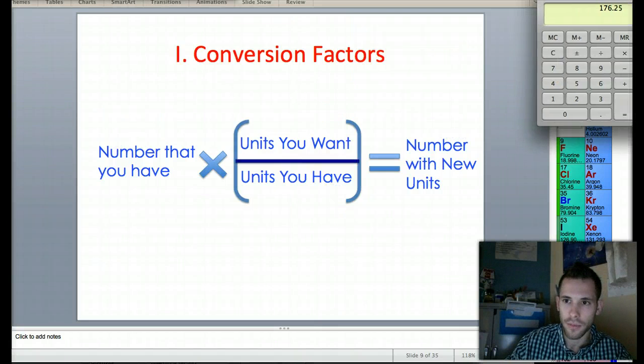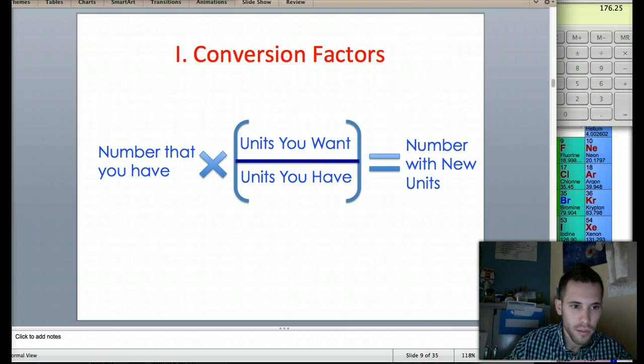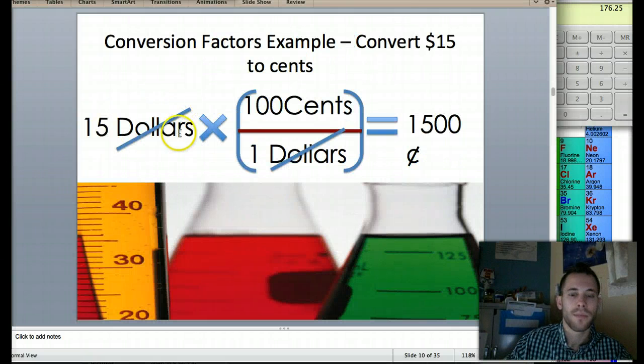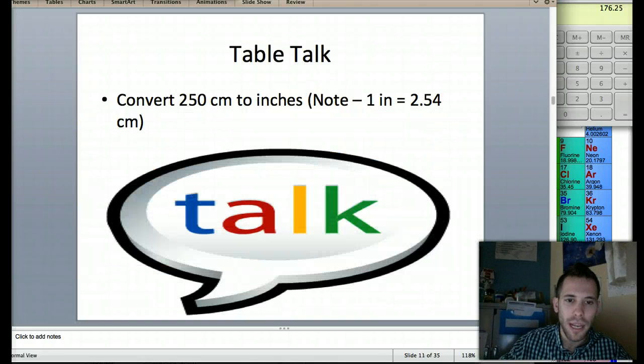So let's talk. Here, say we have $15. We want to convert $15 to cents. We're going to take that $15. We know there's 100 cents in every $1. We put dollars on the bottom, and since dollars are on the top and the bottom, they cancel out, leaving us with 15 times 100, or 1,500 cents in $15. So you can do this for pretty much anything.